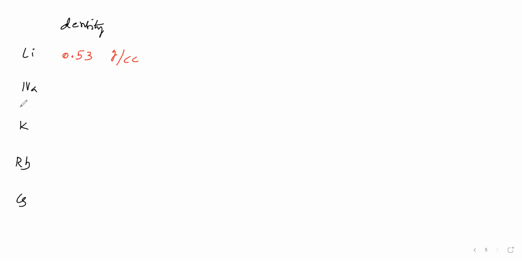These alkali metals we are storing in kerosene. Why are we storing them in kerosene? These are quite reactive with atmospheric air and quite reactive with water. Therefore, these alkali metals are stored in kerosene. But lithium is not stored in kerosene because it floats over kerosene.